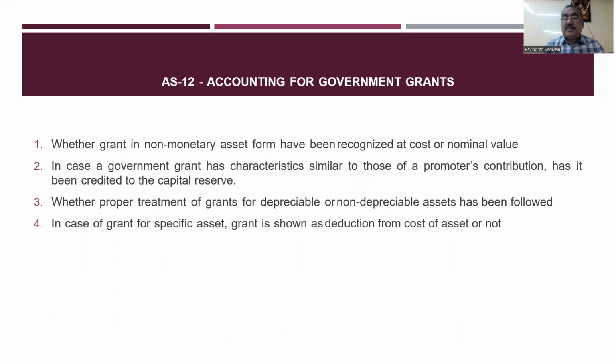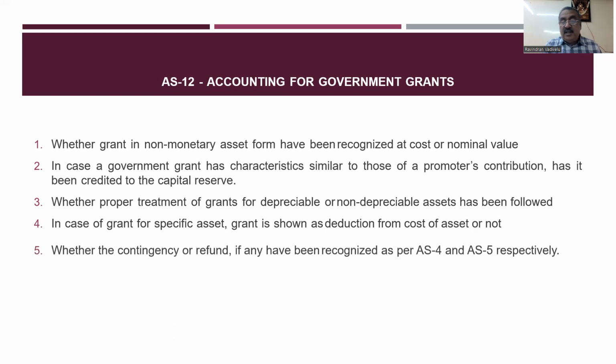So the grant is shown as deduction from the cost. Suppose the machinery is say 1 lakh and the government is giving 50,000 rupees. Because you are taking this 50,000 to the capital reserve, only 50,000 is the promoter contribution. So depreciation has to be calculated only on the 50,000 and not on 1 lakh. So in case of a grant for a specific asset, whether the grant is shown as deduction from the cost of the asset or not, as a practicing unit you have to verify whether that has been followed correctly by the company or not.